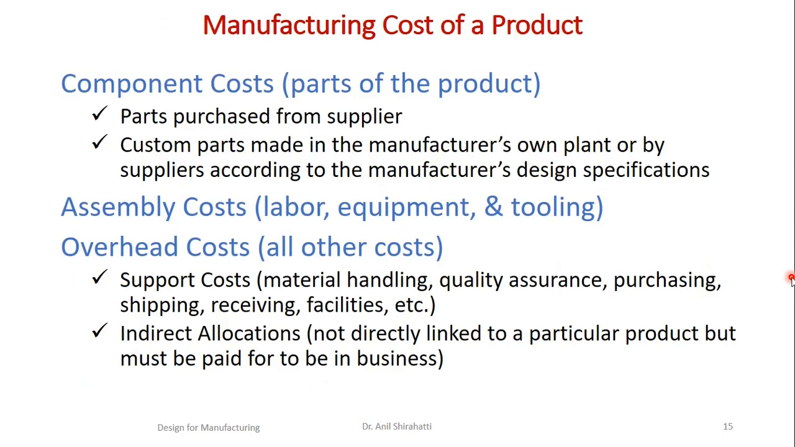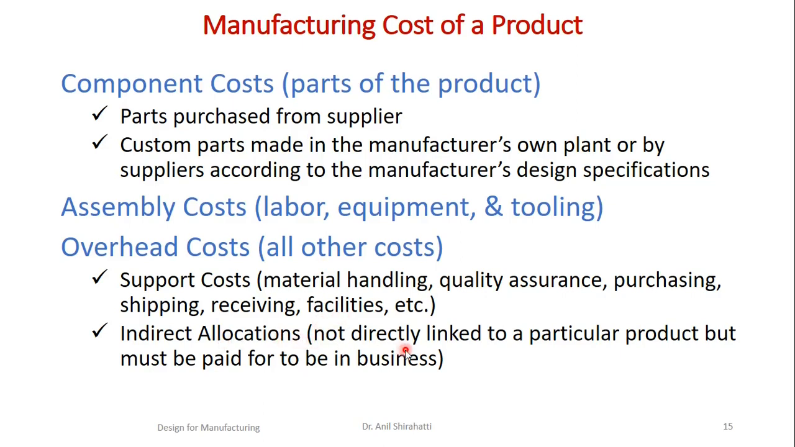So the manufacturing cost of a product includes the component cost, assembly cost, and overhead cost. Component cost is the part purchased from the supplier, or a customized part made at the manufacturer's own plant or by a supplier according to the manufacturing design specification. Assembly cost: labor, equipment, tooling. Overhead cost: all other costs like material handling, quality assurance, purchasing, shipping, receiving, facility, etc.